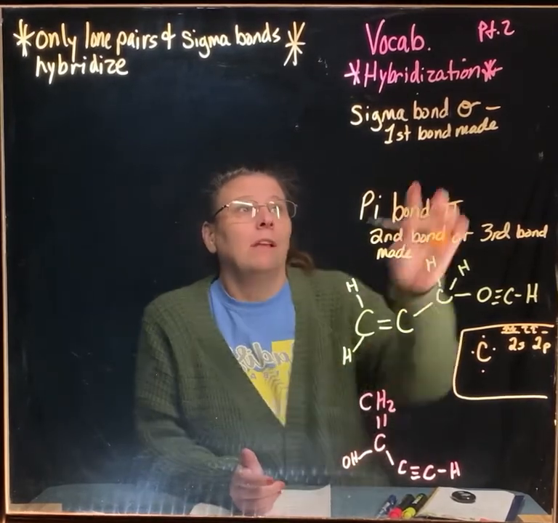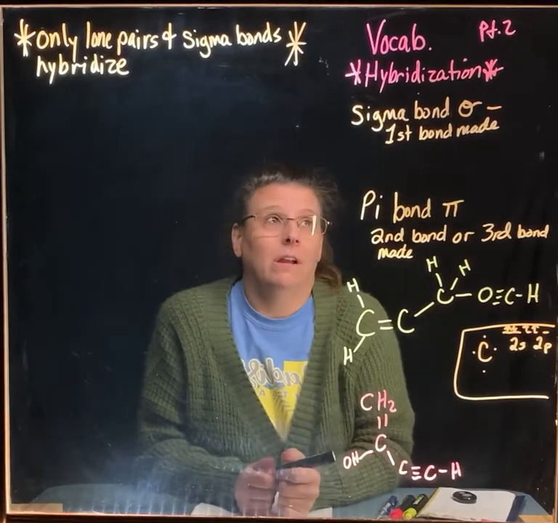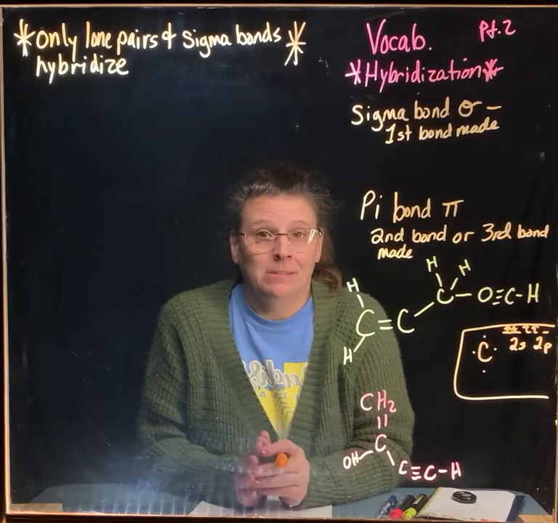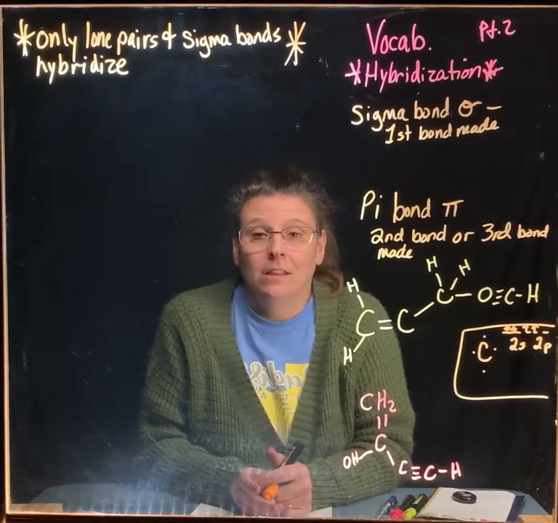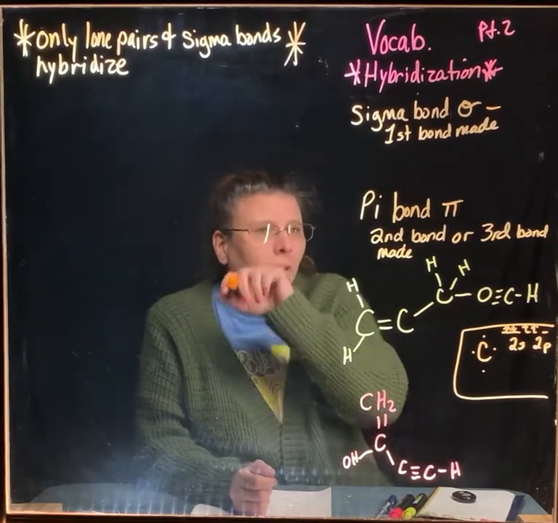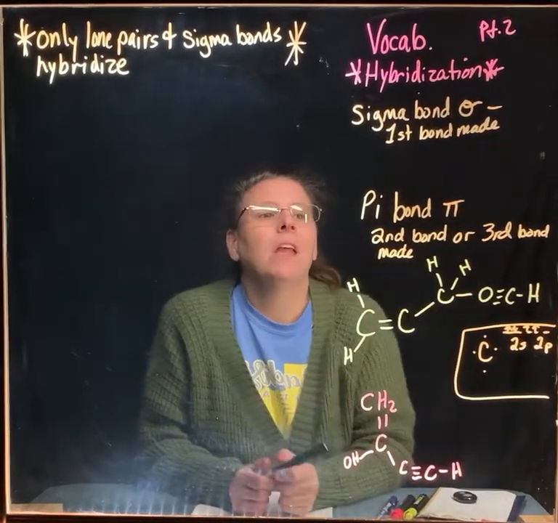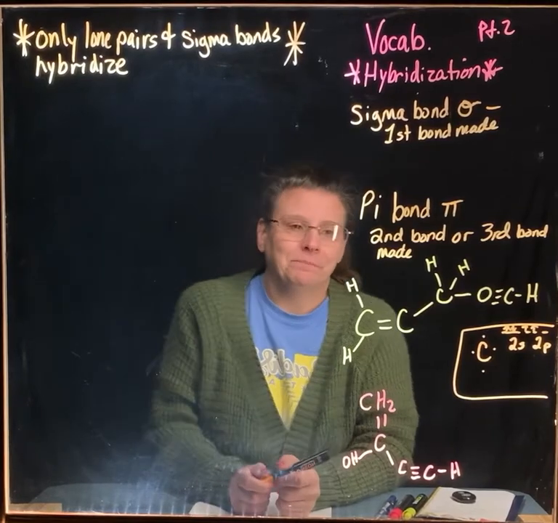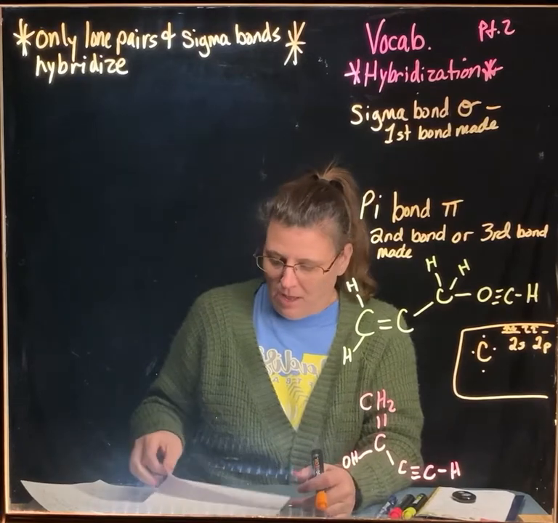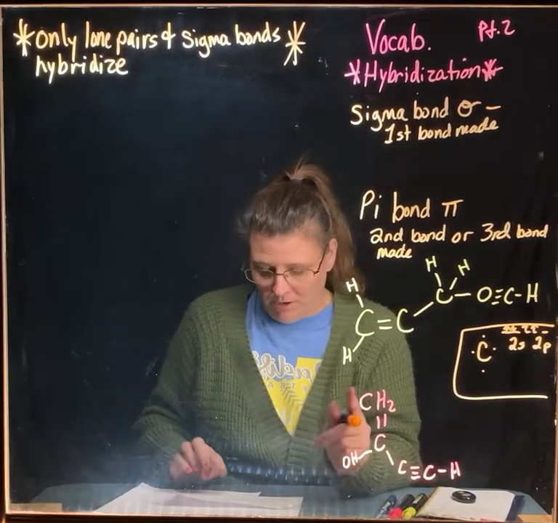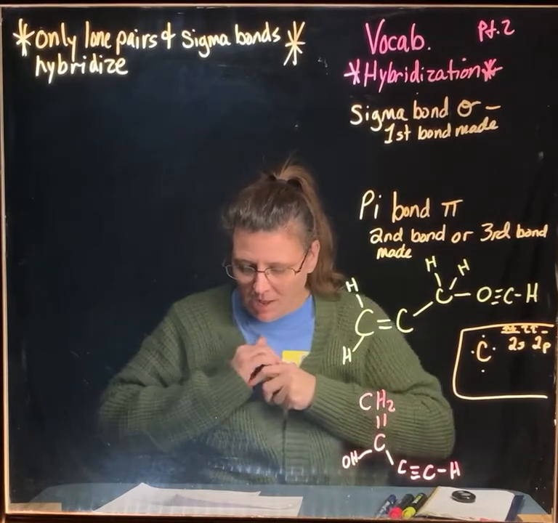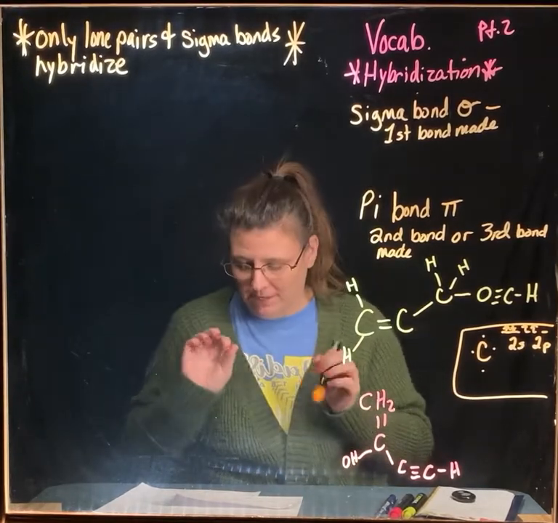Sigma bond. This is the symbol for sigma. It's an O with a little hat. It's the first bond that's made. There's always a sigma bond in a bond. A pi bond, which is the symbol for pi, is the second or third bond made. It's created by hybrid orbitals on the sigma bond, and the pi bond is created from the leftover p orbitals.